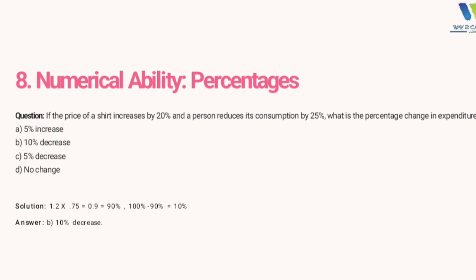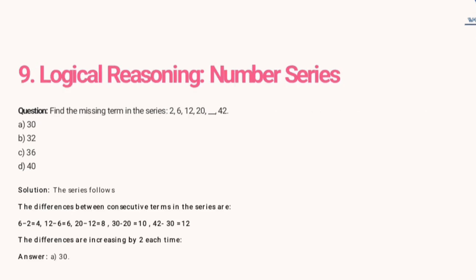Now, the next one is a question from logical reasoning, that is number series. He has given 2, 6, 12, 20, dash, 42. Now you have to find the difference. If you think properly, you can understand: 6 minus 2 is 4, 12 minus 6 is 6, 20 minus 12 is 8, 30 minus 20 is 10, 42 minus 30 is 12. So it is in a different way.